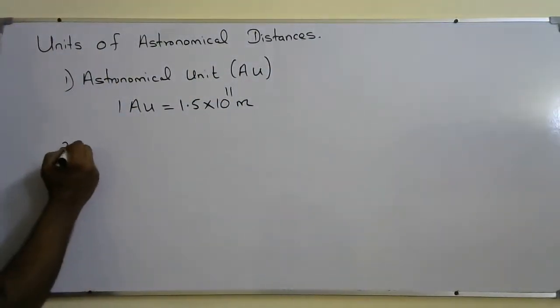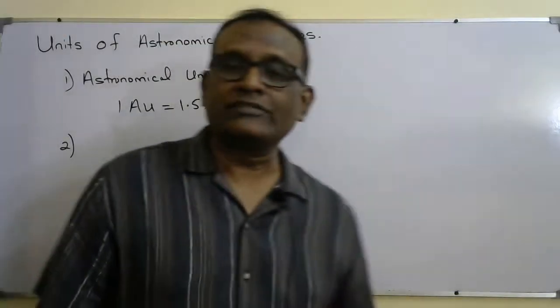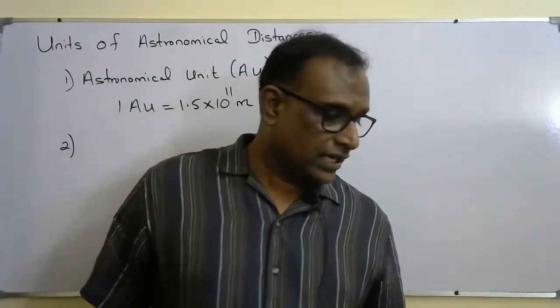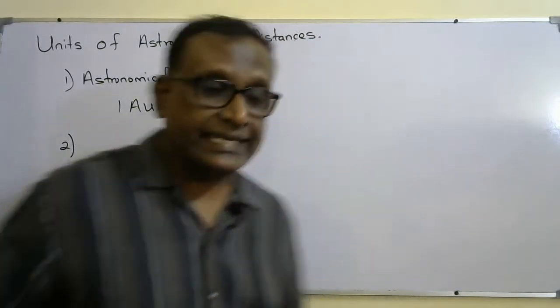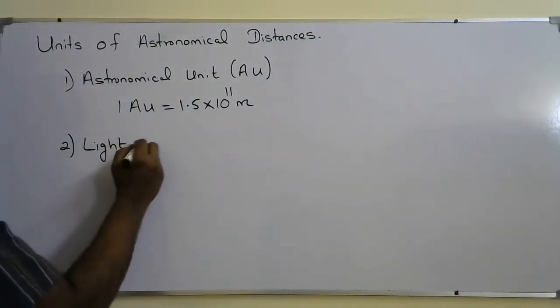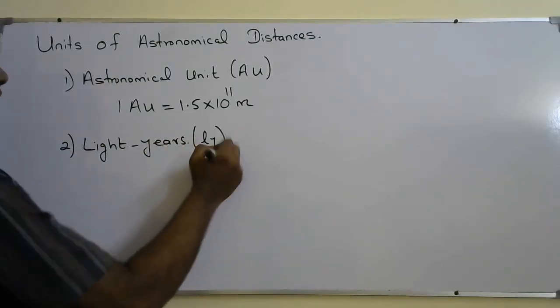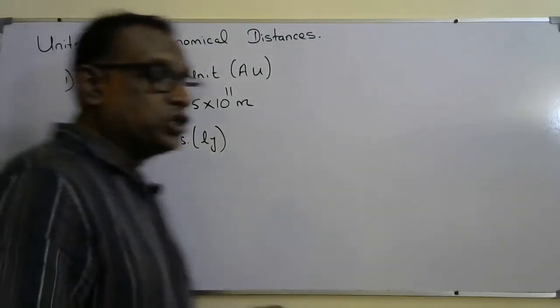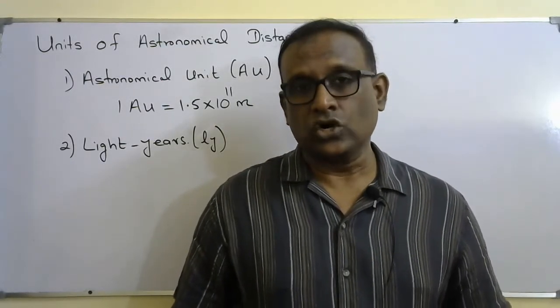Okay, the second unit we use in your syllabus to measure the astronomical distances. Astronomical distances means whatever the distance measured in astronomy, right? So the second unit we use is light years. So what is light year? Denoted by Ly. I already told that the distance light travels during 1 year is called light year.